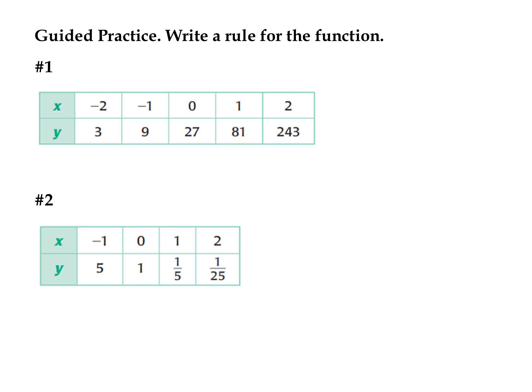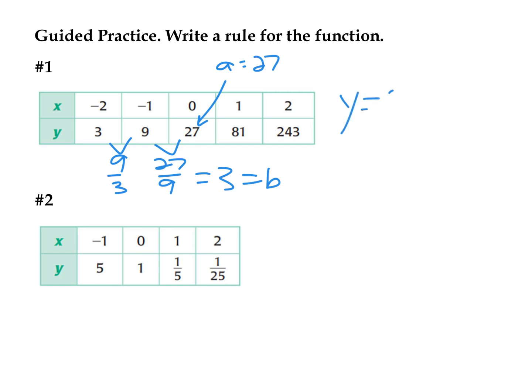All right, now let's practice writing a rule for these functions. So we want the a value. The a value is 27. Right? It's the y value when x is 0. I'm going to take each y value and divide by the one before it. We could keep doing that. That's going to come out to 3. That's our b value. Make sure it's the same all the way across. So our equation is going to be y equals 27 times 3 to the x.